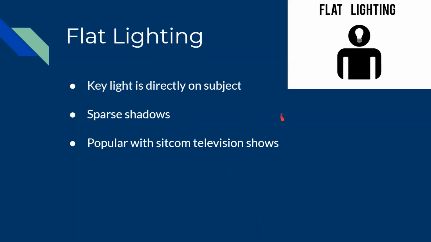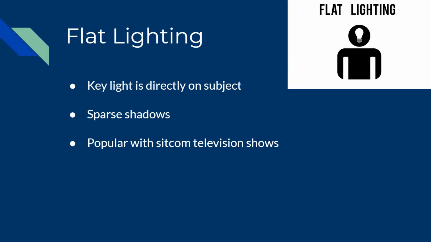Flat lighting is where the lighting comes directly from the camera. It's right on the subject, not obviously directly in their face, that'd be pretty unpleasant, but it is directly on them. Think of a camera flash. Whenever you take a picture and it flashes right on the object, that is what flat lighting looks like. There's barely any amount of shadow.